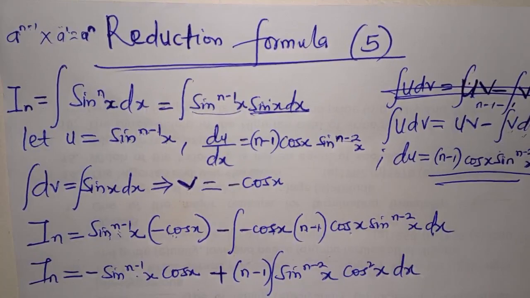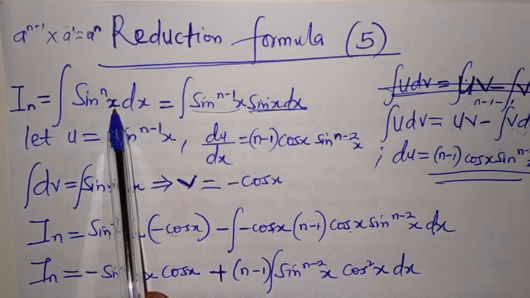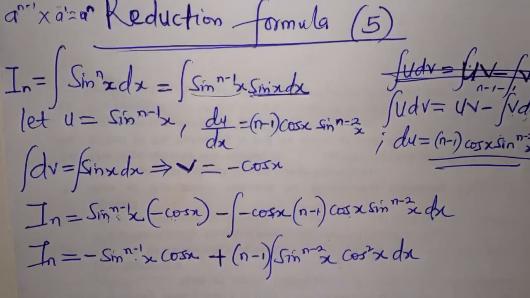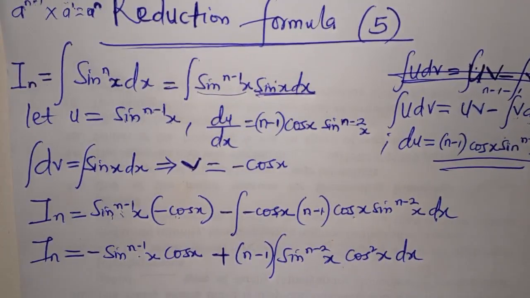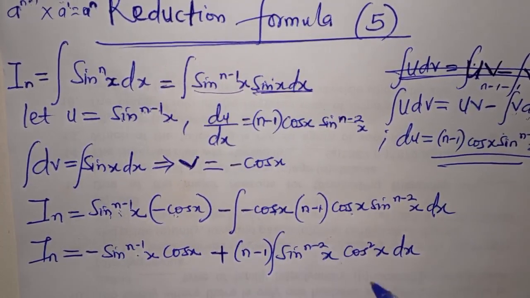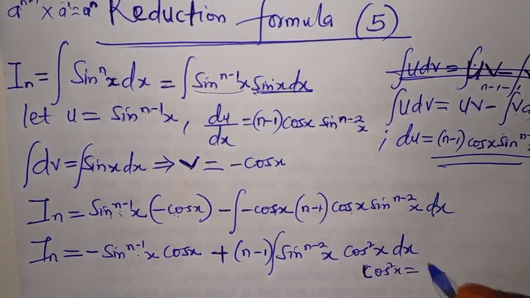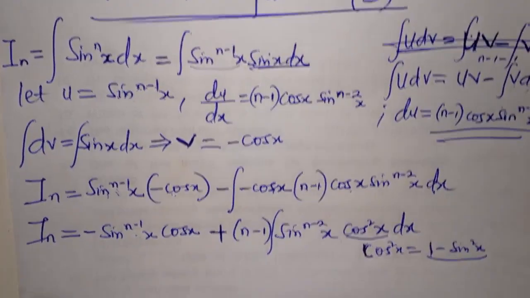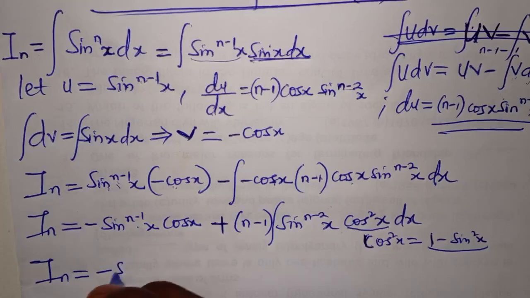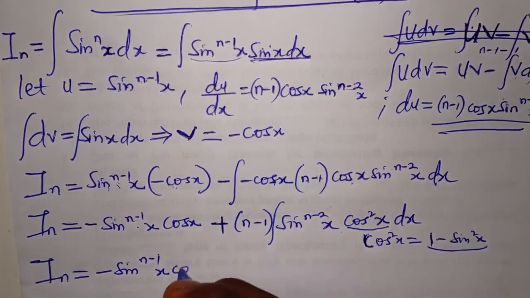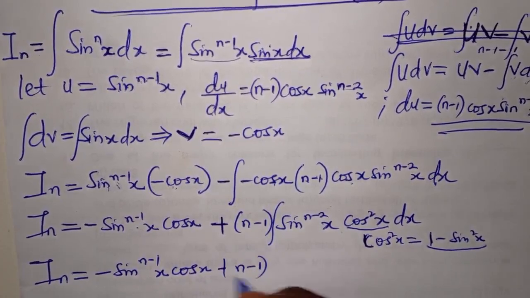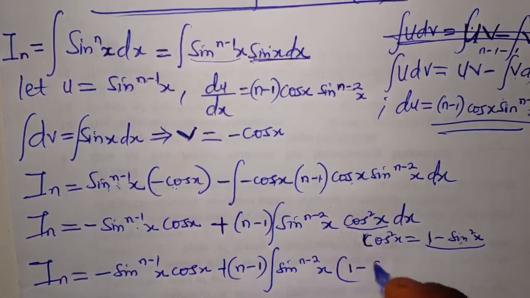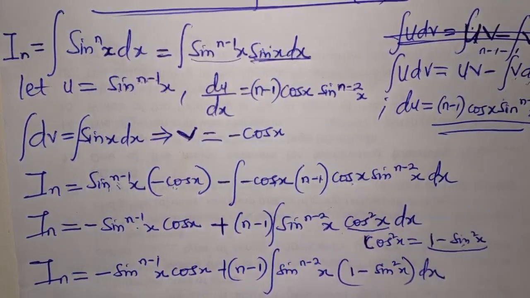If you check the original integral, it is in terms of the sine function. All we have here is in terms of both sine and cosine. So we have to break it down into just sine terms only. Remember that in trigonometry, cos squared x is equal to 1 minus sine squared x. So in place of this one now, I'll be writing this. That means that I sub n is equal to minus sine to the n minus 1 x cos x plus n minus 1 into the integral of sine to the n minus 2 x into 1 minus sine squared x dx.